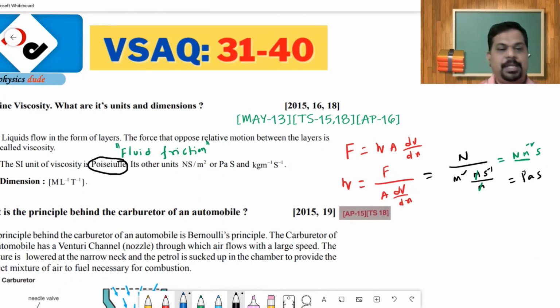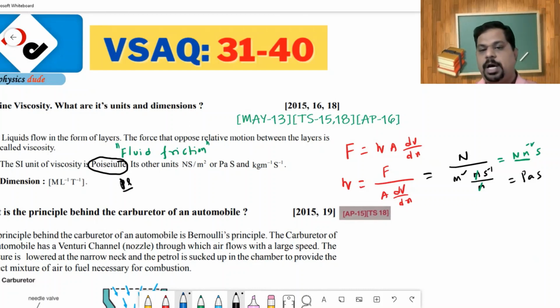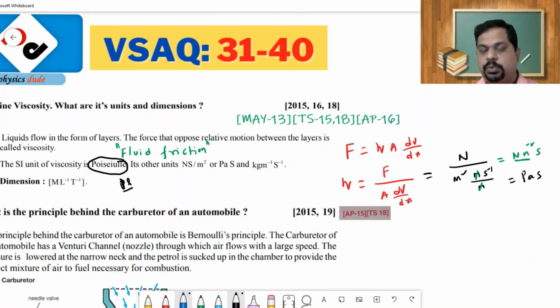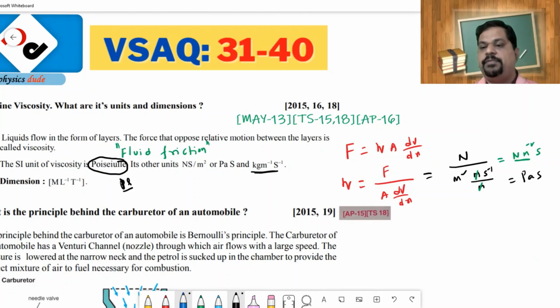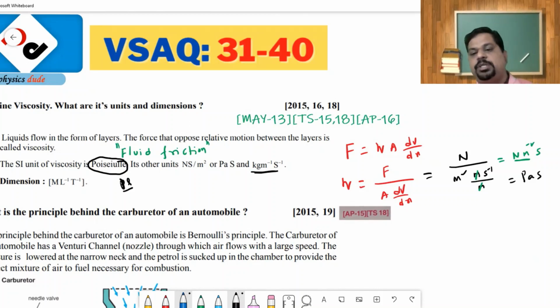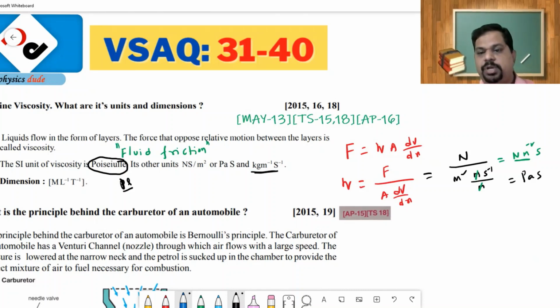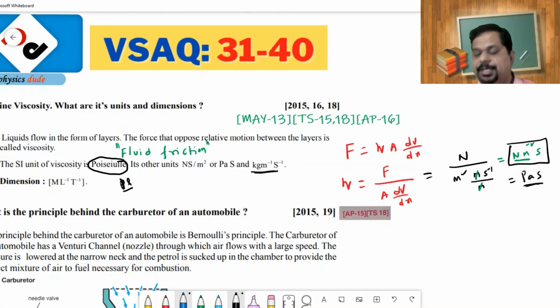The symbol for Poiseuille is capital P, small l. Otherwise, you can write Newton as kg meter per second square, and if you substitute, you get this one. You need to understand how the unit is derived. So for the coefficient of viscosity, the unit is Newton meter to the power minus 2 second, or Pascal second.